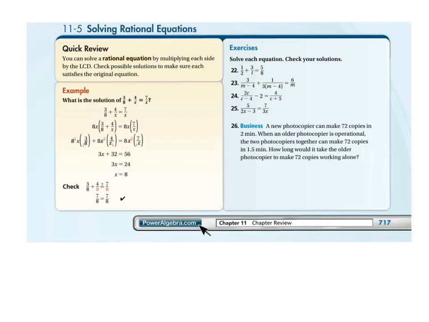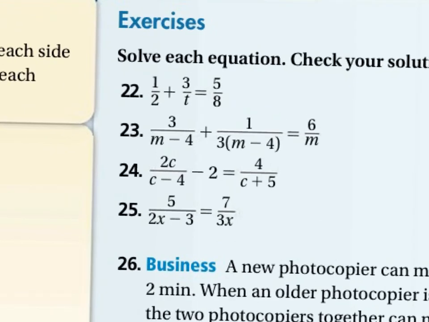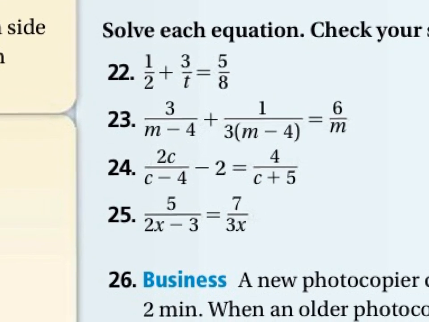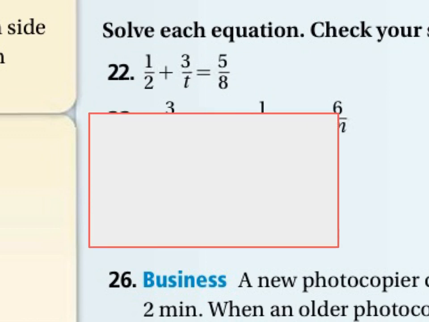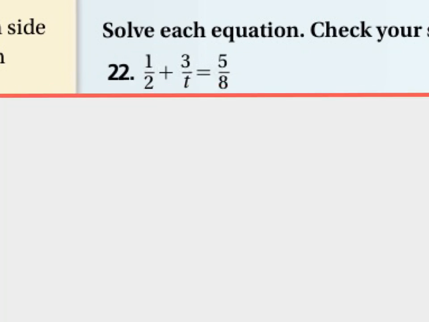Section 5 is on solving rational equations. So now we have an equation and we're actually solving to figure out what the variable is equal to. So for number 22, basically what we talked about doing on these problems is that you can think about what your common denominator would be, and then you can multiply by that to clear out the fractions.